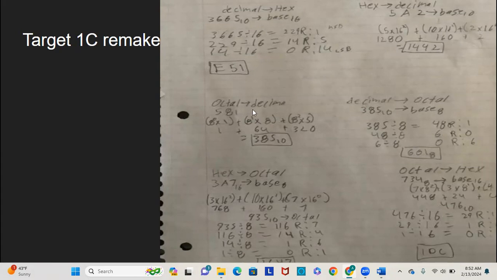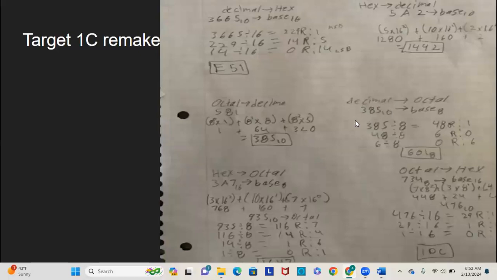Now for octal to decimal, I have the octal number 581. What I did was I took 8 to the 0 power, because we're in octal, times 1, which gives me 1. 8 to the first power times 8 gives me 64. And 8 to the second power times 5 gave me 320. I added those all together and it equals 385.